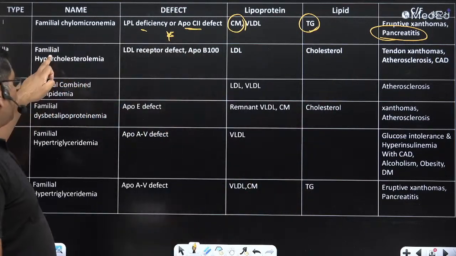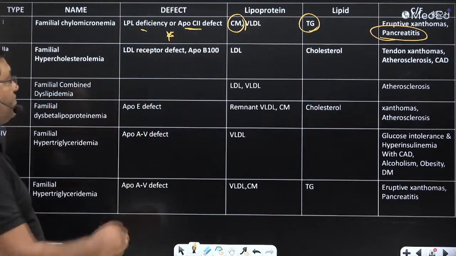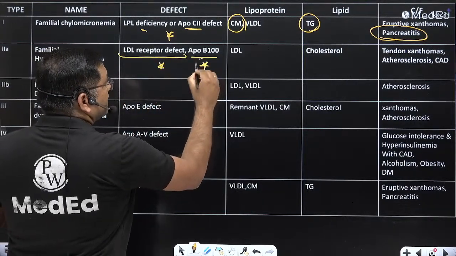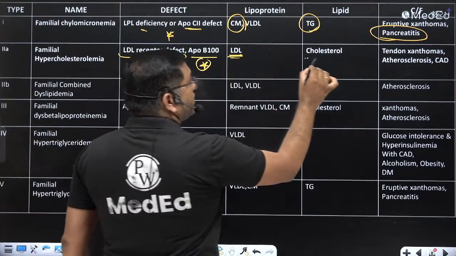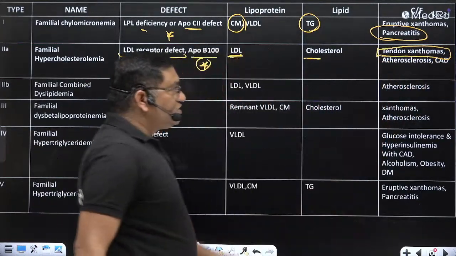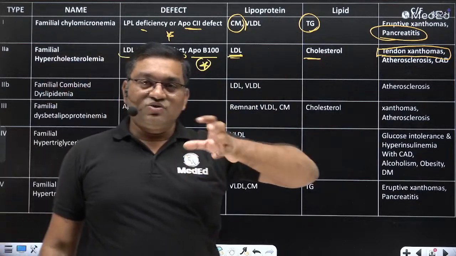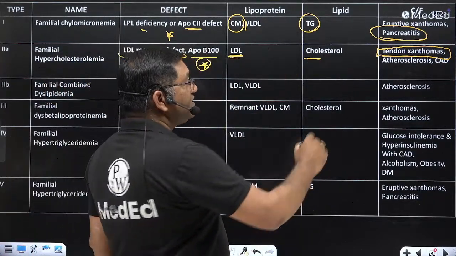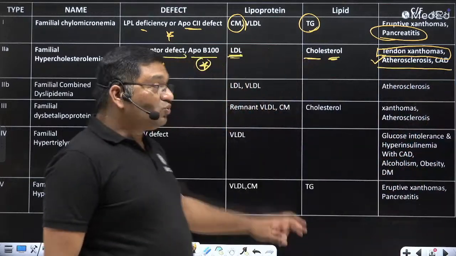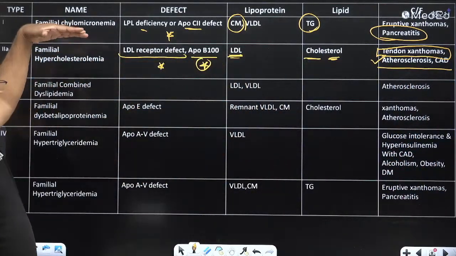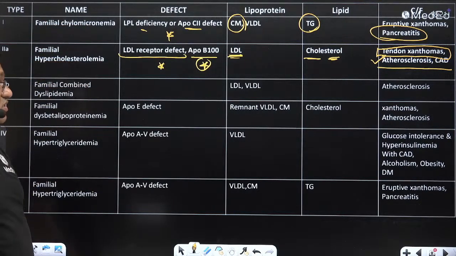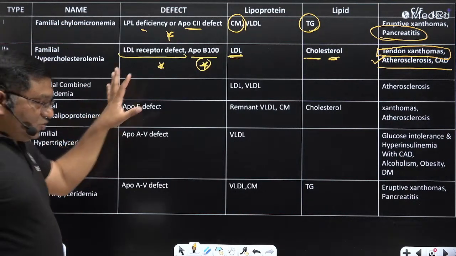Familial hypercholesterolemia is because of LDL receptor defect or ApoB100 defect. There is increased LDL level, increased cholesterol level, and tendon xanthomas. As there is no increase in the TG, there is no risk of pancreatitis, but there is increased risk of atherosclerosis because of the increase in cholesterol level. So remember these two: first is familial hyperchylomicronemia, second is familial hypercholesterolemia. ये दो याद रखो.